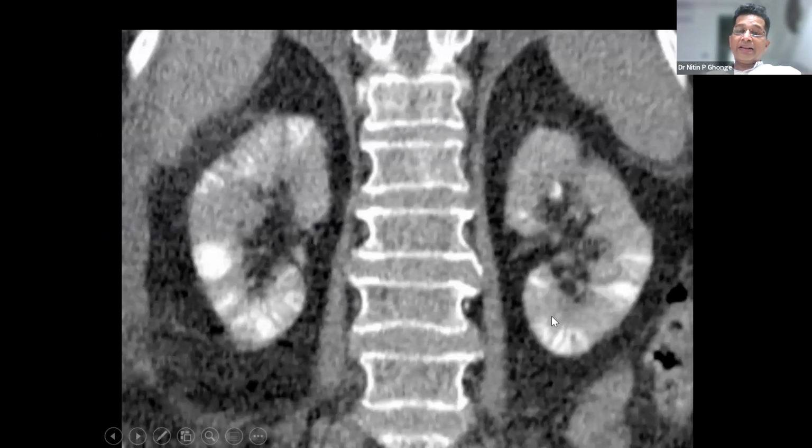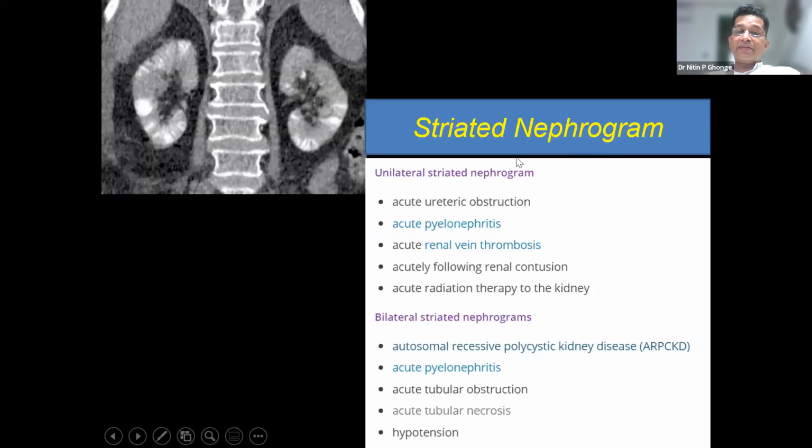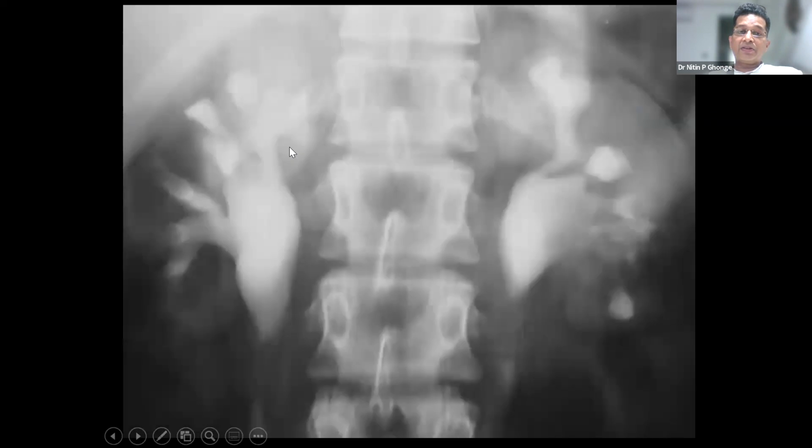This is bilateral involvement. The appearance of nephrogram is quite heterogeneous and gives striated appearance, as we can see here. This is called striated nephrogram, where the most important differentials include distal obstruction or acute pyelonephritis or acute renal vein thrombosis. So these are the common differentials in this case. Otherwise, if it is bilateral, then AR-PKD is also an important differential for striated nephrogram.